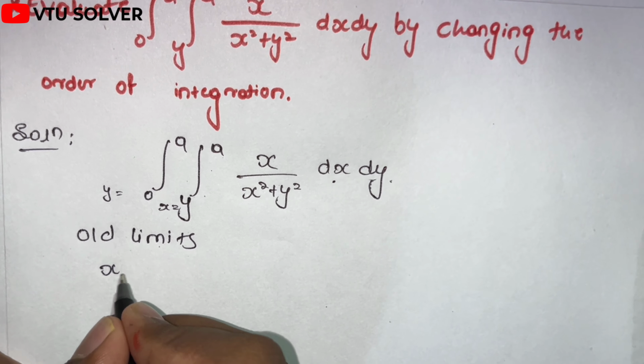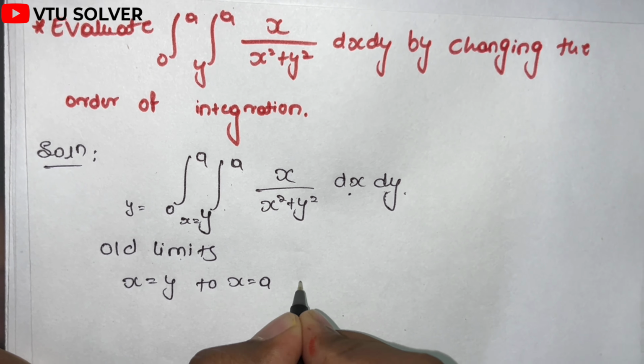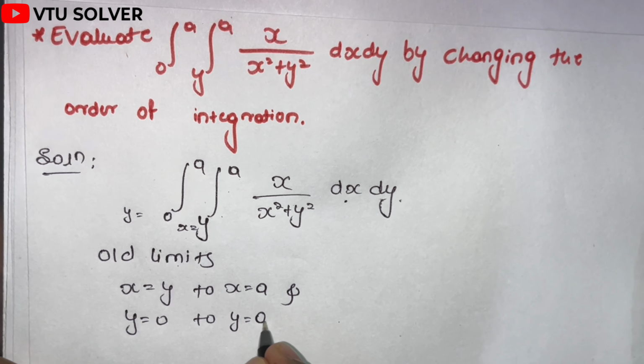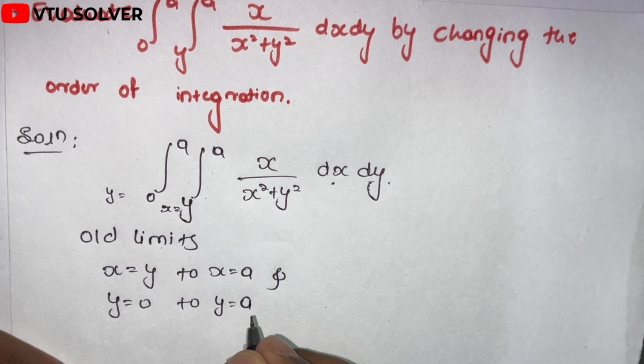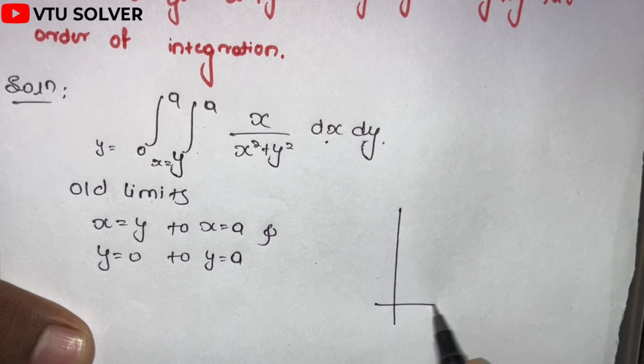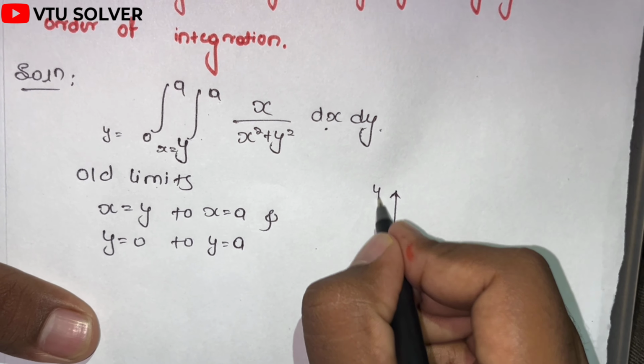Here the x limits are x is equal to y to x is equal to a, and the y limits are y is equal to 0 to y is equal to a. Here are the old limits. Using these old limits, we can create a graph. This is the x axis and this is the y axis.